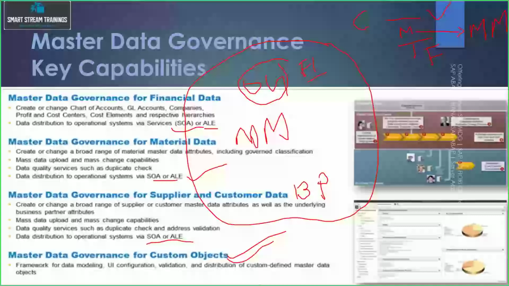That provision is also available through the same concepts: data modeling, UI configuration, validations, and distribution. So these concepts are all available. How do we develop these custom objects? Based on the standard code only, we can implement the custom objects.